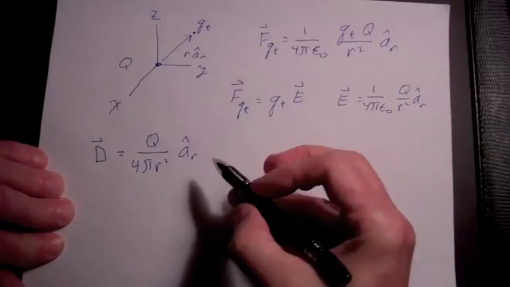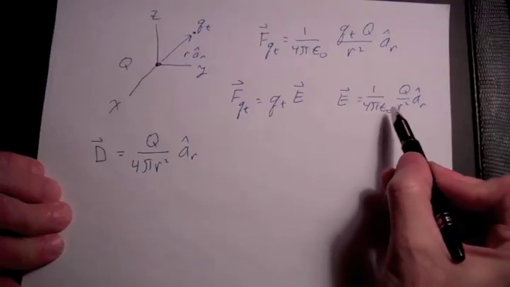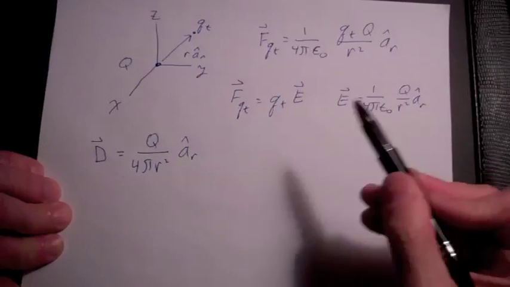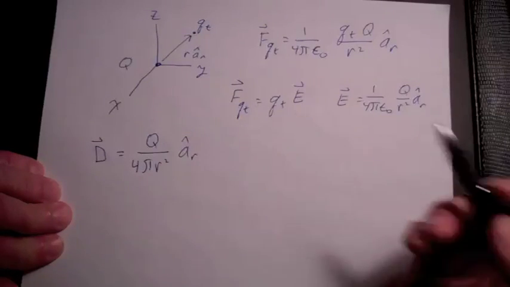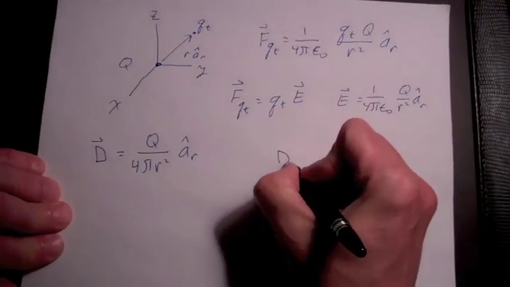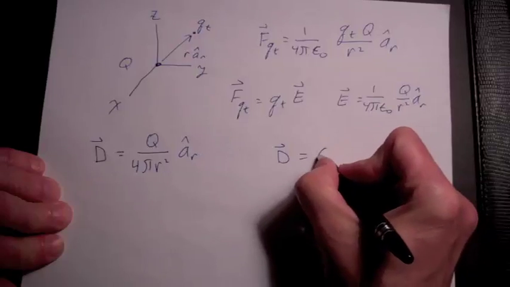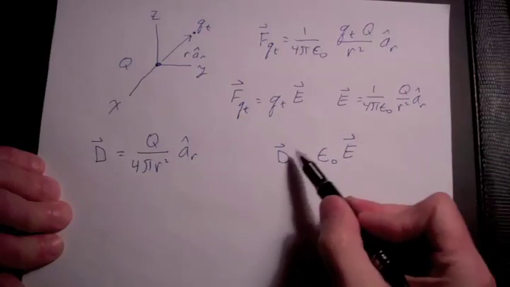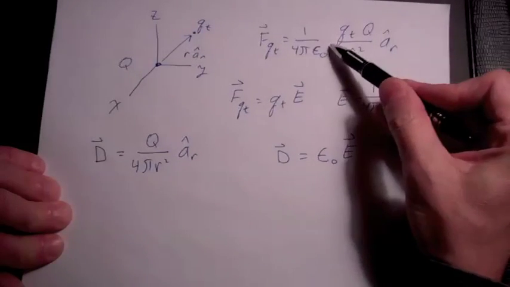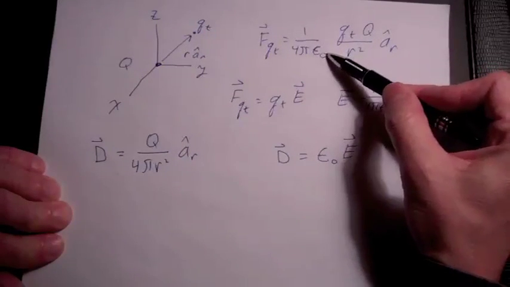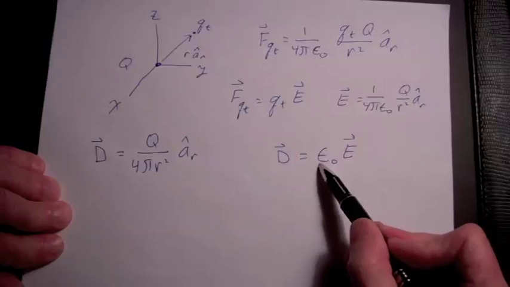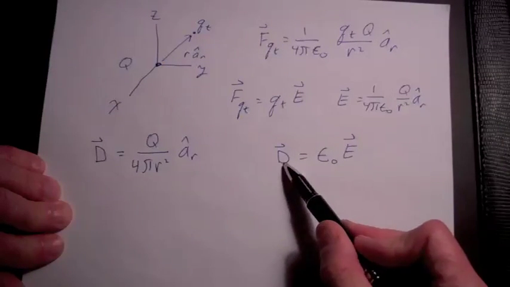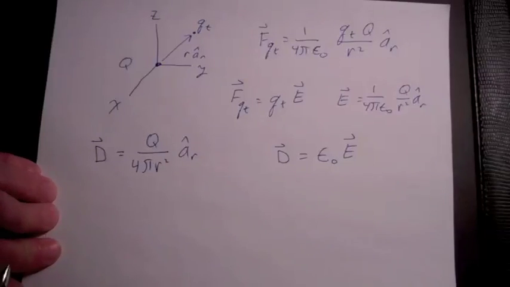And so from looking at the electric field intensity of a point charge, and the electric flux density of a point charge, we see that the electric flux density field is epsilon sub 0 times the electric field. And this is why we wrote this constant in Coulomb's law as 1 over 4 pi epsilon sub 0, so the 4 pi would not appear in this equation relating the electric flux density and the electric field intensity.